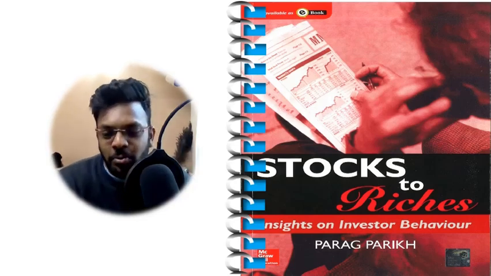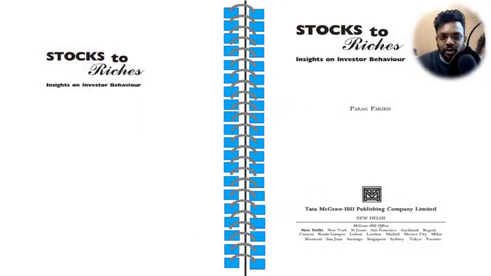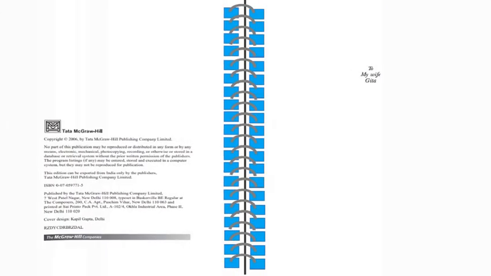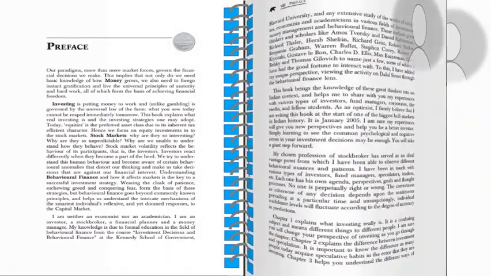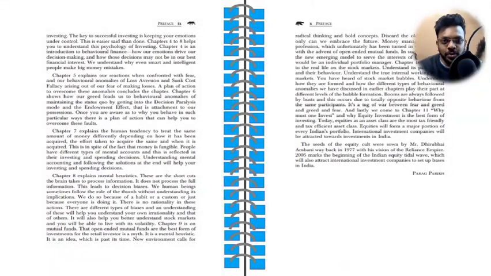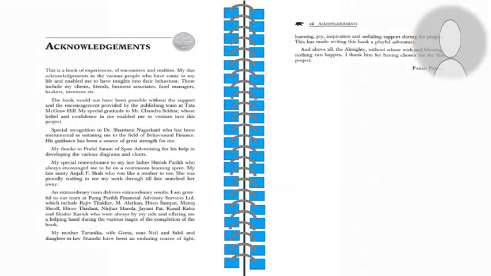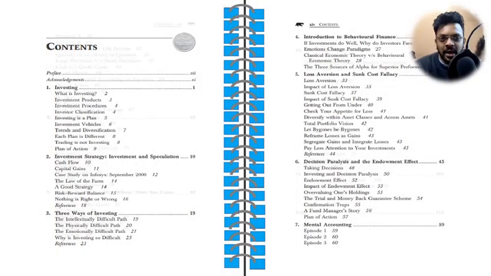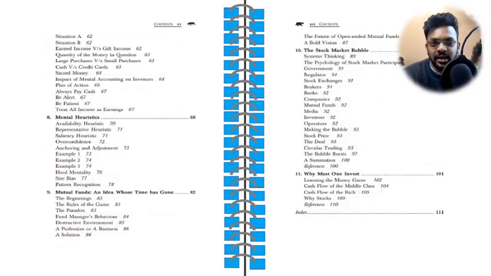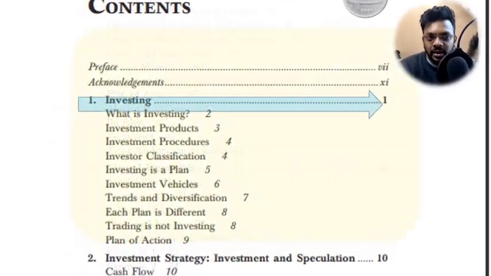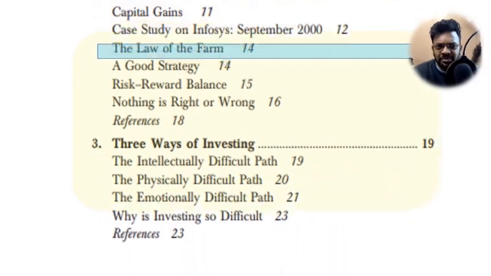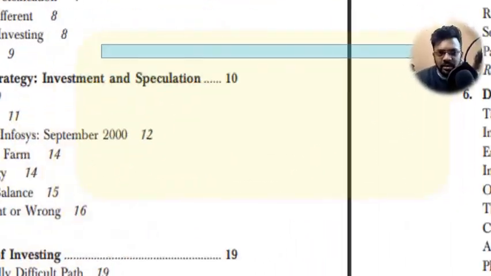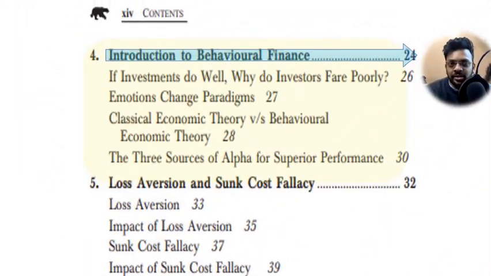In this video, we are going to look into the fifth chapter of the book Stocks to Riches, written by Parag Parikh. The first four chapters have been covered in the earlier videos. Those who missed those videos can go back and watch them first and then come back here. There we discussed topics like investing, investment strategy, 3 ways of investing, and an introduction to behavioral finance.